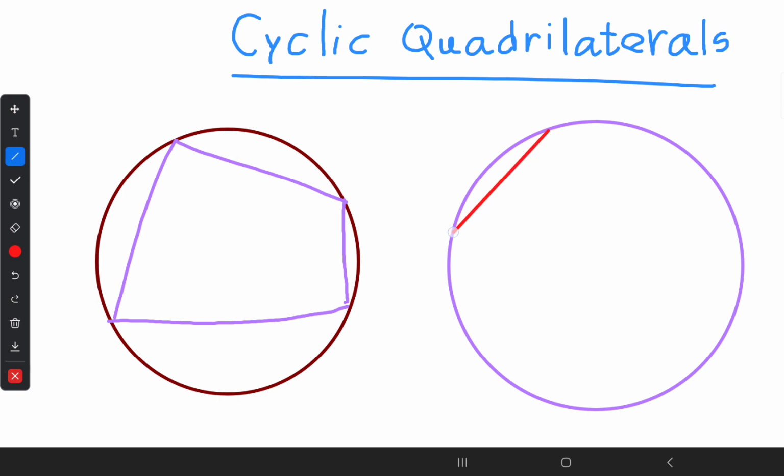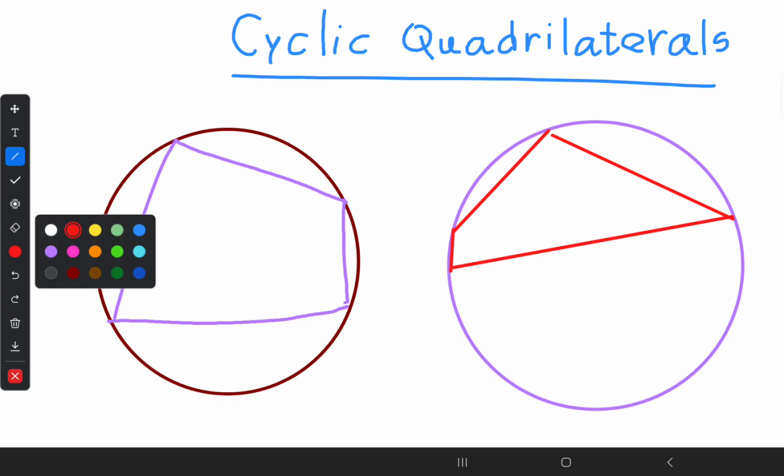1, 2, 3, 4. This is also a cyclic quadrilateral because of the condition we need to satisfy when dealing with cyclic quadrilaterals: all 4 points should be located on the circumference of the circle. Otherwise, that is not considered a cyclic quadrilateral.